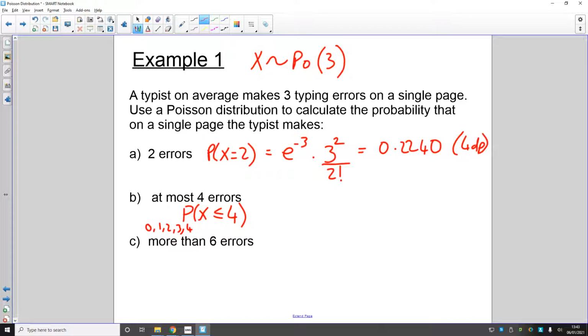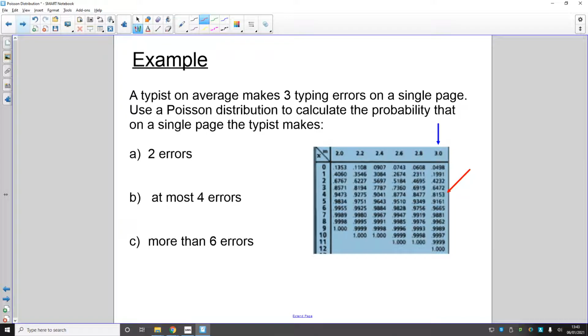Well, there is a far easier way of doing that, and we can either use our calculators to do it, or we can refer to the tables. If I show you how to use the tables here, you would need to find where lambda is equal to 3.0 in the tables. We wanted on this one the probability of at most 4 errors, so the probability that x is less than or equal to 4. And as you can see, I've drawn your attention to it in this table, it's 0.8153.